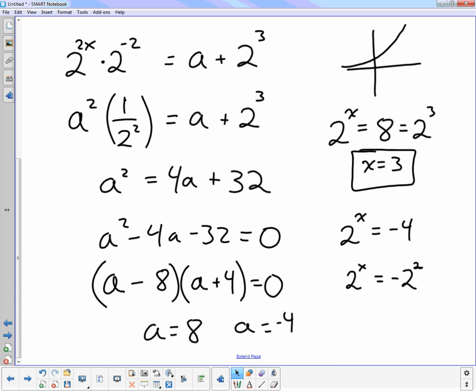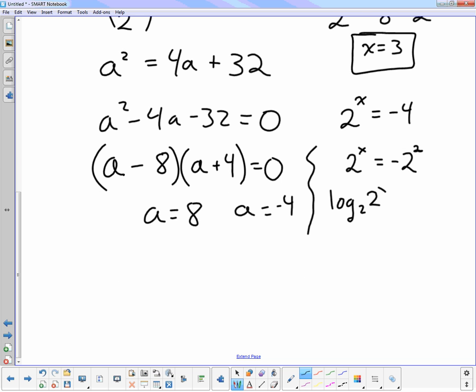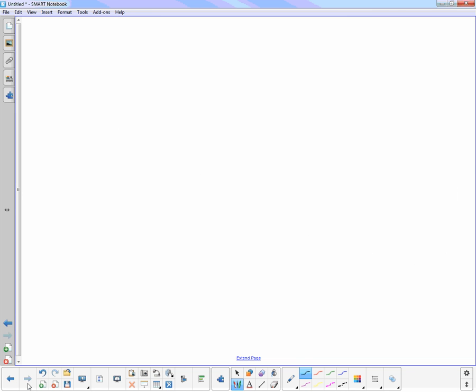Bailey. Here, take a look. From here, okay, if I took the log base 2 of both sides, just say -4, right? I can't take the log of a negative number. Okay. Don't get confused with a negative number and a negative exponent. Next question.